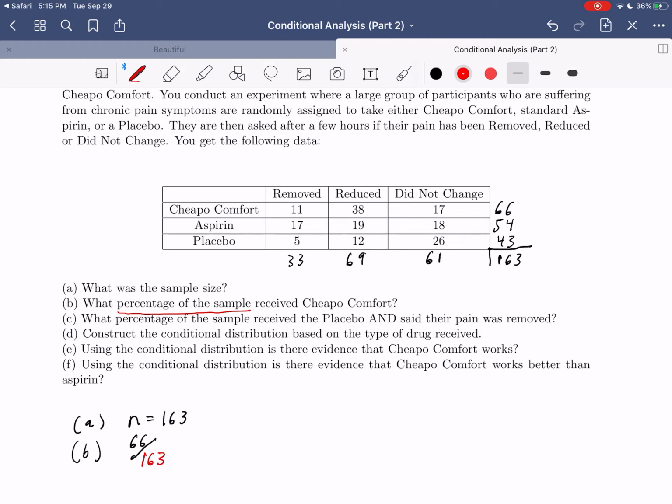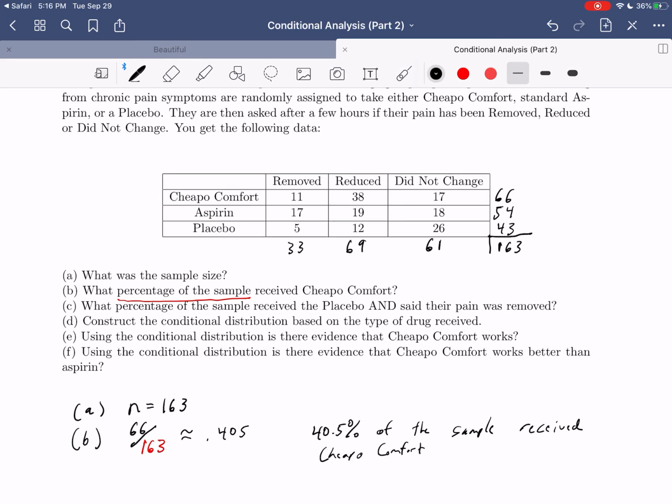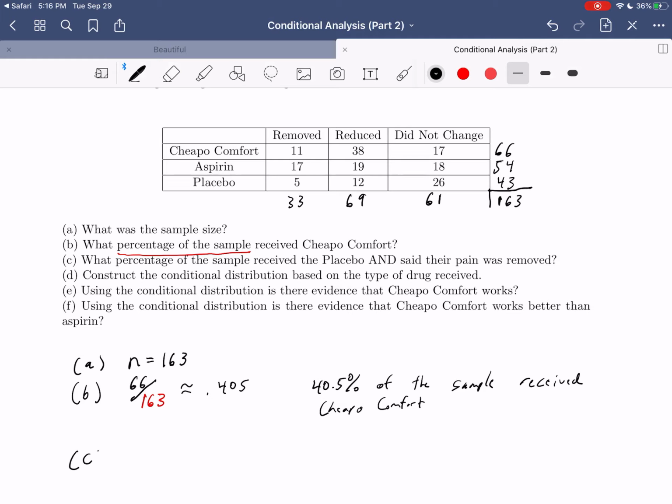If we go ahead and do that, 66 divided by 163, we should get as a decimal 0.405, which means that 40.5% of the sample received Cheapo Comfort. So about 40.5% of the people who came in for this experiment received the Cheapo Comfort treatment. Okay, let's go ahead and take a look at another one then here.